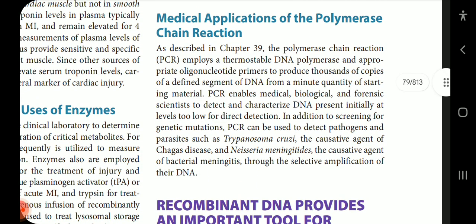Medical application of the polymerase chain reaction. As described in chapter 39, the polymerase chain reaction, PCR, employs a thermostable DNA polymerase and appropriate oligonucleotide primers to produce thousands of copies of a defined segment of DNA from a minute quantity of starting material. PCR enables medical, biological, and forensic scientists to detect and characterize DNA present initially at levels too low for direct detection. In addition to screening for genetic mutations, PCR can be used to detect pathogens and parasites such as Trypanosoma cruzi, the causative agent of Chagas disease, and Neisseria meningitidis, the causative agent of bacterial meningitis, through the selective amplification of their DNA.